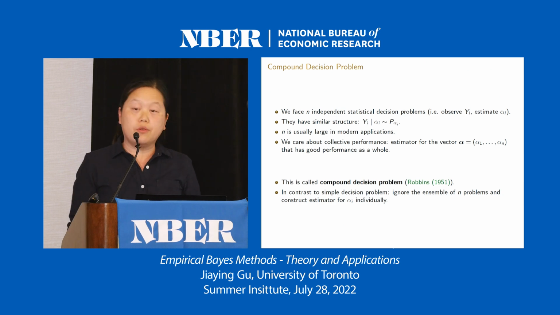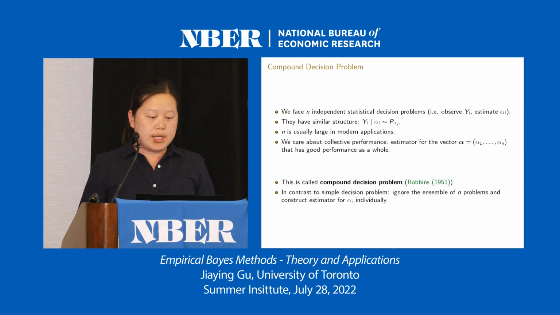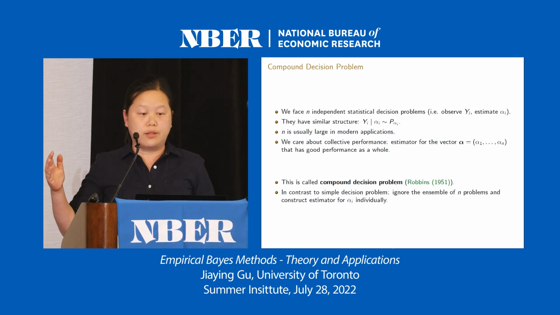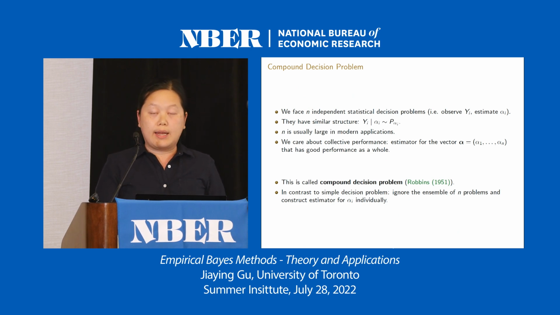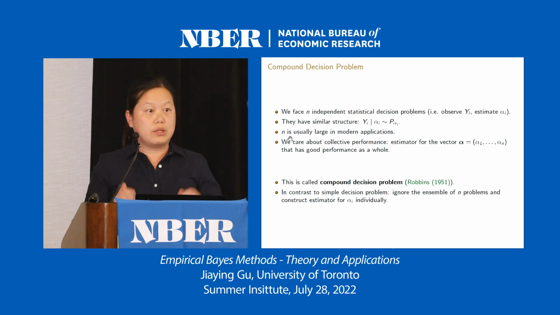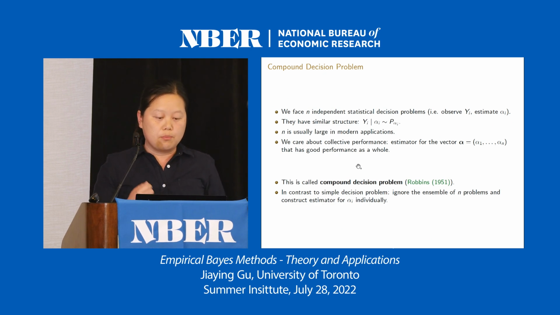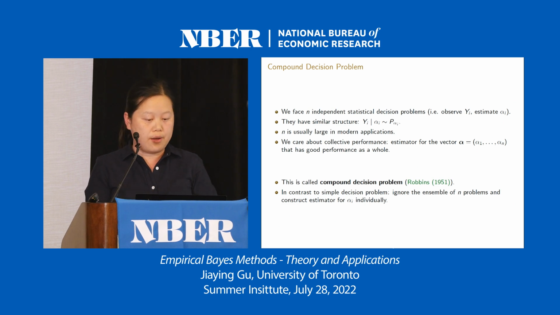Okay, so what is a key feature of this estimation problem? Essentially, it can be summarized as facing n independent statistical decision problems. We observe some data which leads to Y_i, and our goal is to estimate alpha_i for all the individual teachers. Now, these n independent problems have a common structure in the sense that given alpha_i, they all have the same model, here denoted as P. In the teacher context, they are all normally distributed with the location parameter being alpha_i. And n, which is the total number of simultaneous problems we are considering, is typically large, at least in modern applications. And most importantly, we care about collective performance, in the sense that we want to come up with an estimator for the vector of alphas that has good performance as a whole, considering n problems simultaneously.